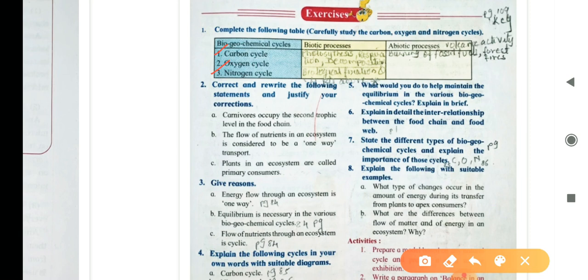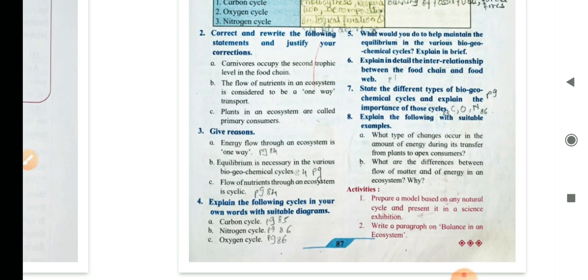Now let us go to the abiotic processes in the table, the last column. For carbon, burning of fossil fuels, forest fires, volcanic activity are the abiotic processes. Similarly for oxygen and nitrogen cycle, you will write it on your own. Now let us go to the second question. Correct and rewrite the following statements and justify your corrections. The statements are already false, and you have to correct them.